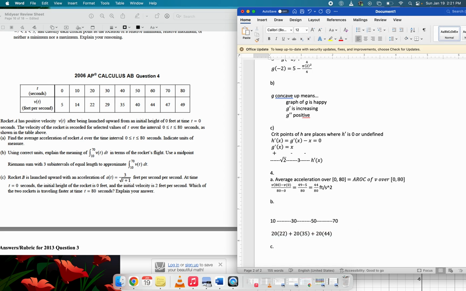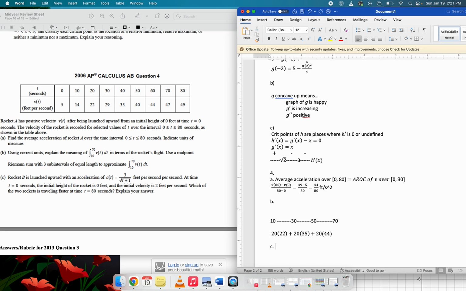Part C. Rocket B, a different rocket, okay. A different rocket is launched upward with an acceleration of blah, blah, blah, feet per second. That's another way of saying feet per second squared. At time t equals 0, the initial height of the rocket is 0 and the initial velocity is 2. Which of the two rockets is traveling faster at time t equals 80 seconds?